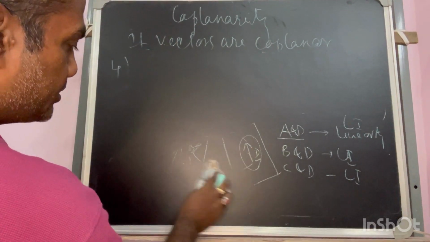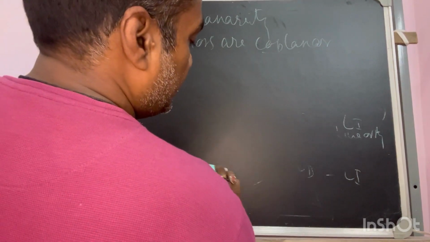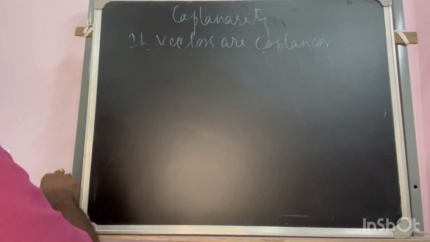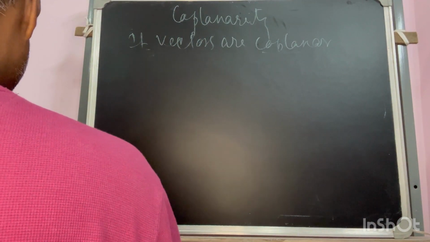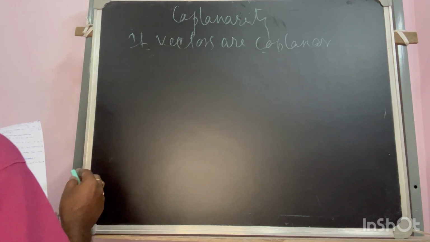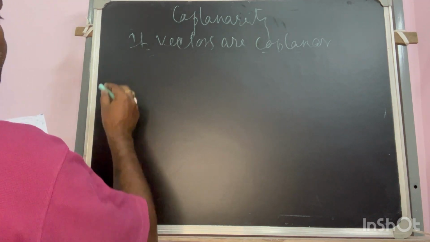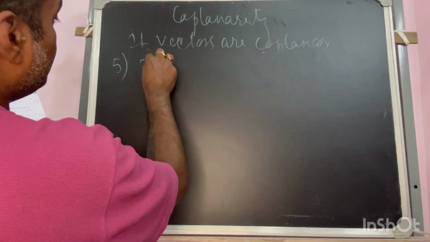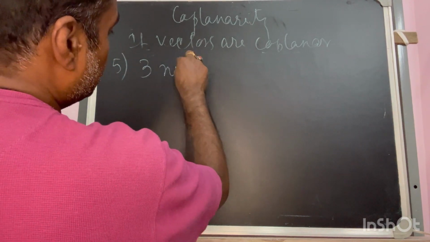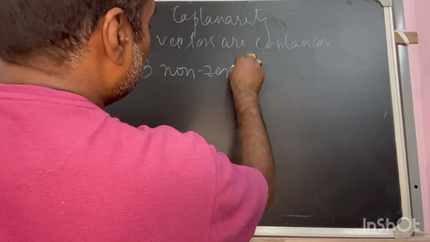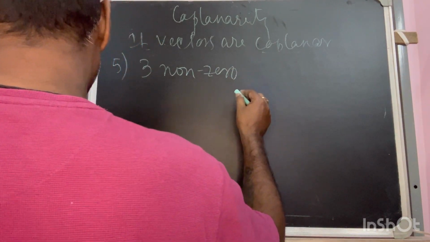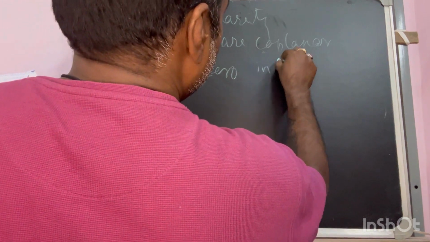This is a bit tricky, but when you solve problems on it, it will become easier to understand. So wait for the sums, I will discuss them later. Fifth condition: if it is 3 non-zero vectors, they must be non-zero vectors. I cannot deal with zero vectors and I cannot establish these conditions for 3 vectors in 3D space.